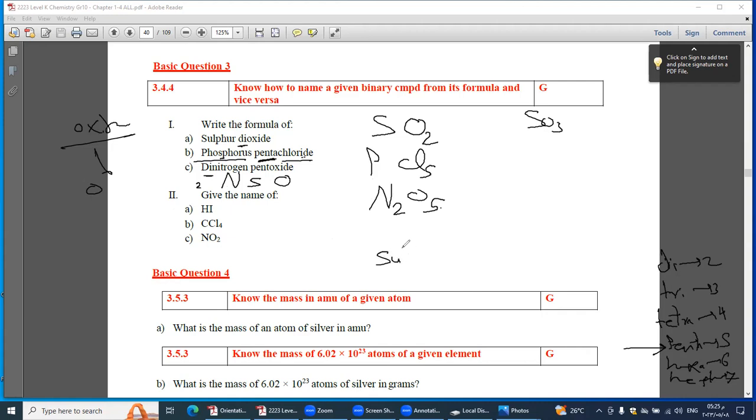Okay, another example. Sulfur, hexa, chloride. Make it now, fast. Sulfur, hexa, chloride. Excellent. Sulfur S, chloride Cl, hexa refers to 6, SCl6. Okay.